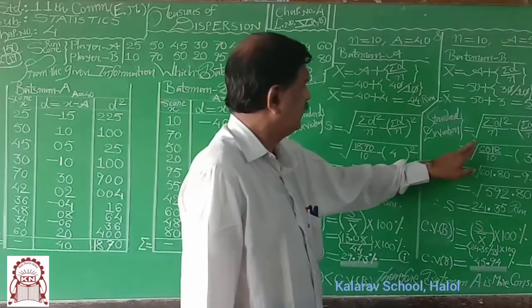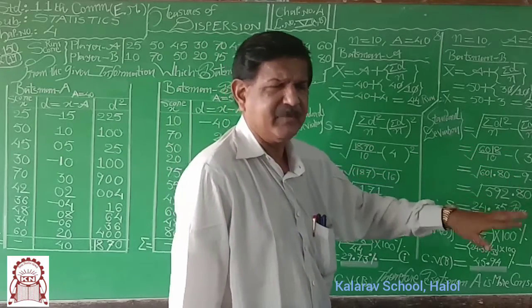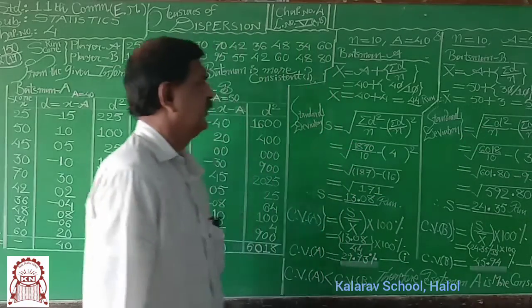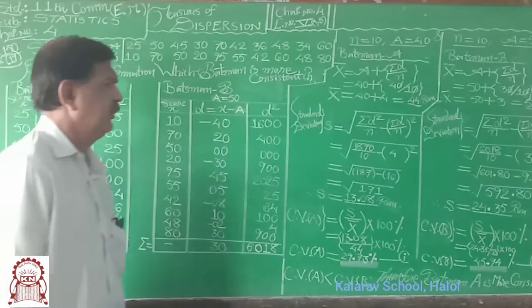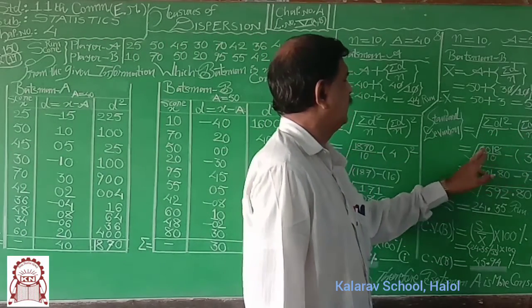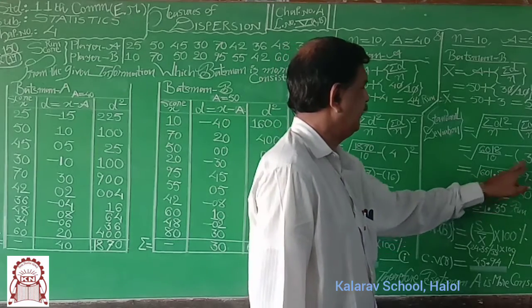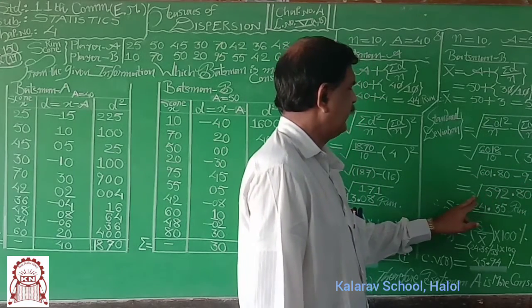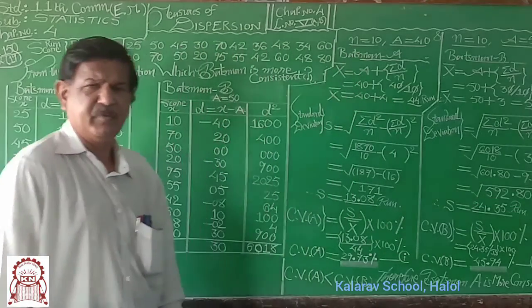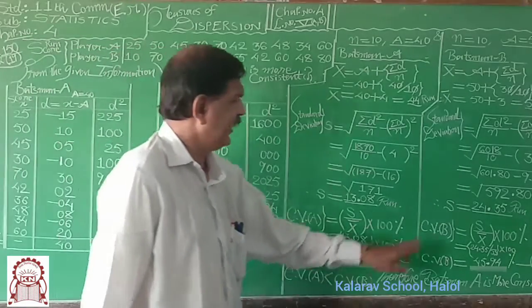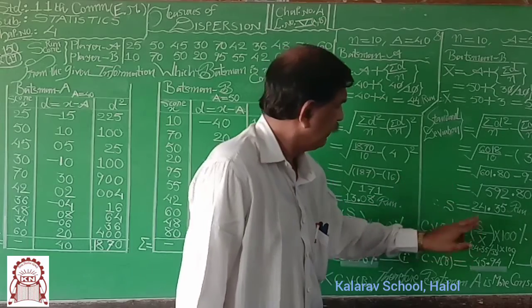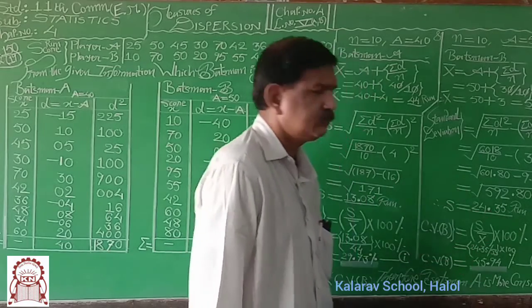Standard deviation, the calculation method remains the same: square root of sigma d square upon n minus sigma d upon n whole square. 6018 upon 10, minus sigma d upon n, which is 3030 upon 10, means 3 square. This is 601.80 minus 9.00. Ultimately the square root of 592.80. If you take the square root of this number, you will get the standard deviation S. Standard deviation for player B is 24.35 runs.